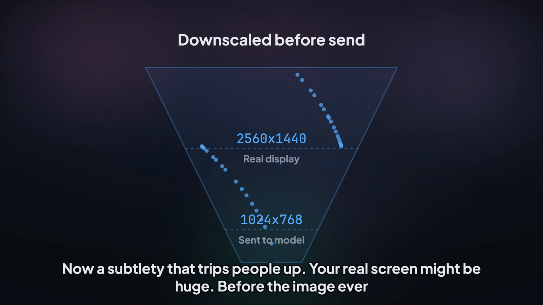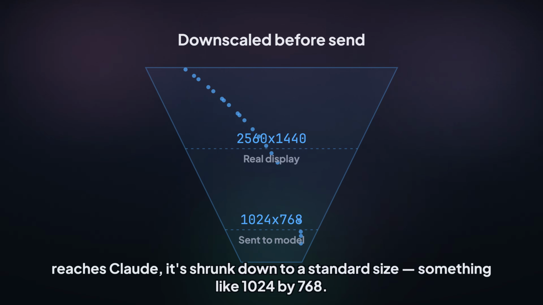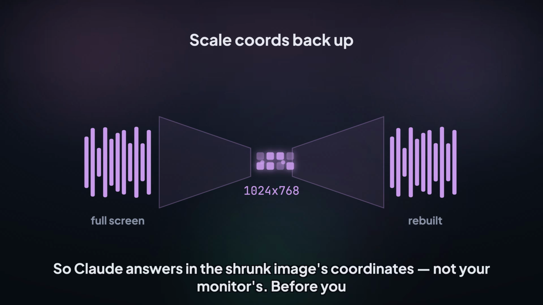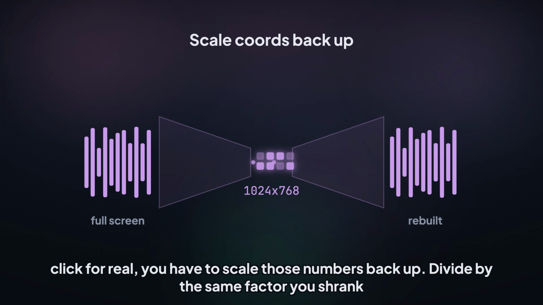Now a subtlety that trips people up. Your real screen might be huge. Before the image ever reaches Claude, it's shrunk down to a standard size, something like 1024 by 768. So Claude answers in the shrunk image's coordinates, not your monitor's. Before you click for real, you have to scale those numbers back up. Divide by the same factor you shrank by, and the point lands where Claude meant.